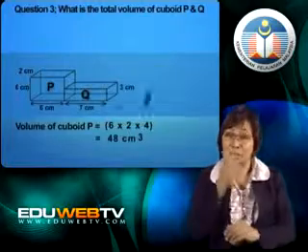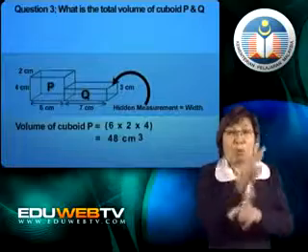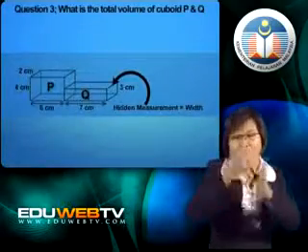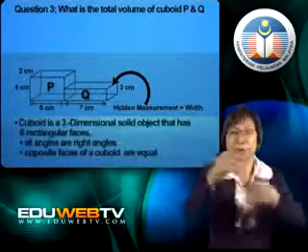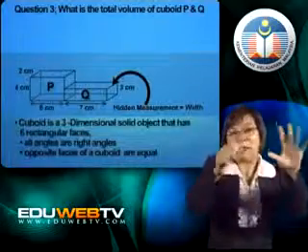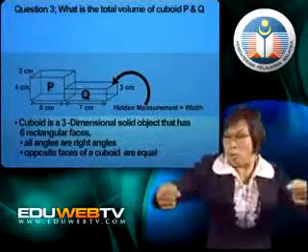As you can see, there is a hidden measurement of width. How do you solve this? We can use the character of a three-dimensional shape to help us solve the problem. A cuboid is a three-dimensional solid object that has 6 rectangular faces. All angles are right angles, and opposite faces of a cuboid are equal.